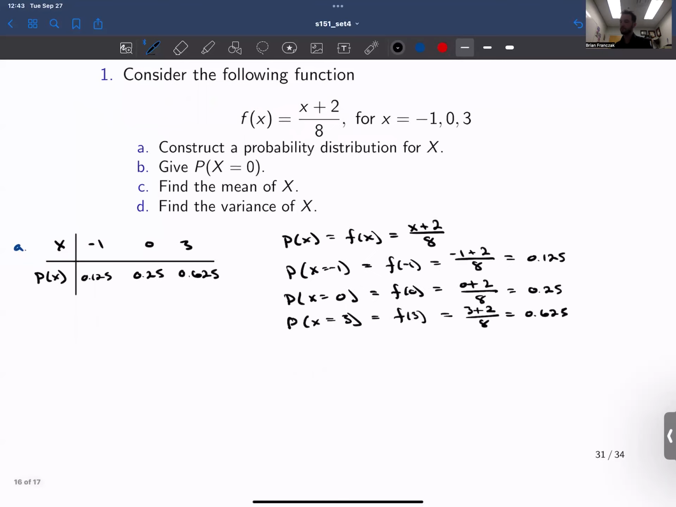Okay. And this is our probability distribution for x, which we can use to do things like compute probabilities. For example, give the probability x is equal to 0. Probability x equals 0 is 0.25.